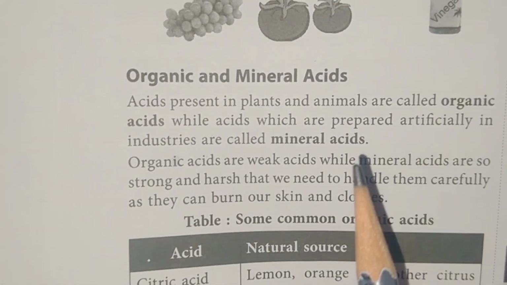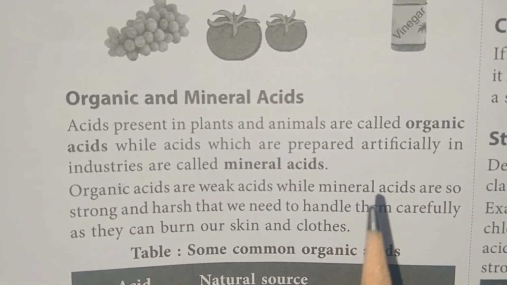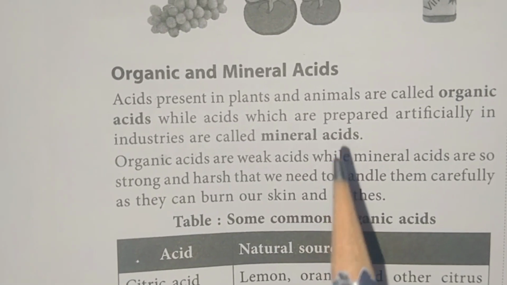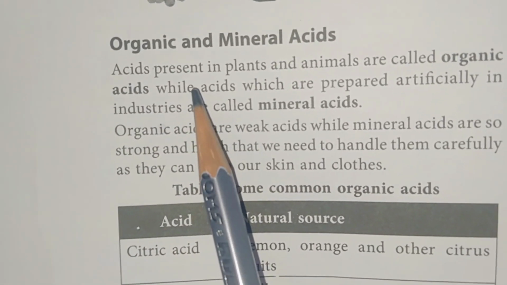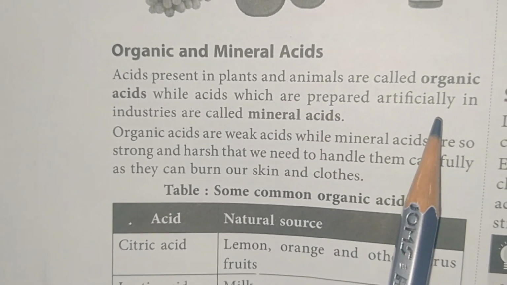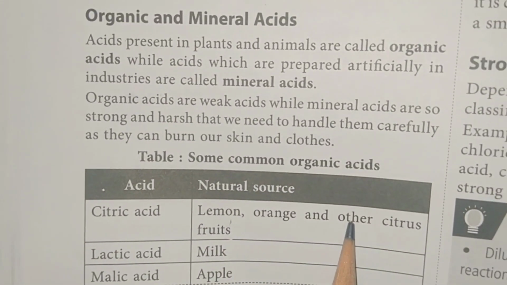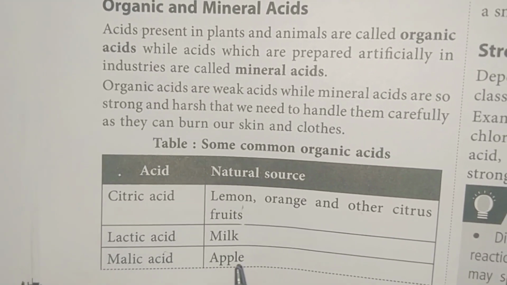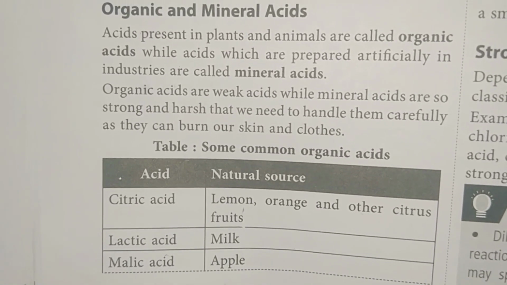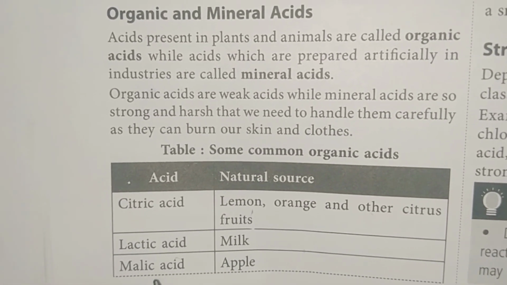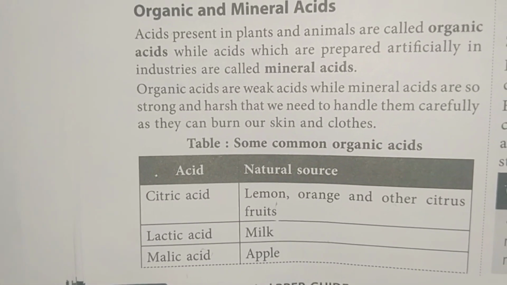Now we divide acids into organic and mineral acids on the basis of sources, how they are available to us. Organic acid means those acids which are present in plants and animals, like citric acid which we get from lemons. It is an example of organic acid. Lactic acid, which we get from milk, is also an example of organic acid. Malic acid is also an example of organic acid as it is present in apple.